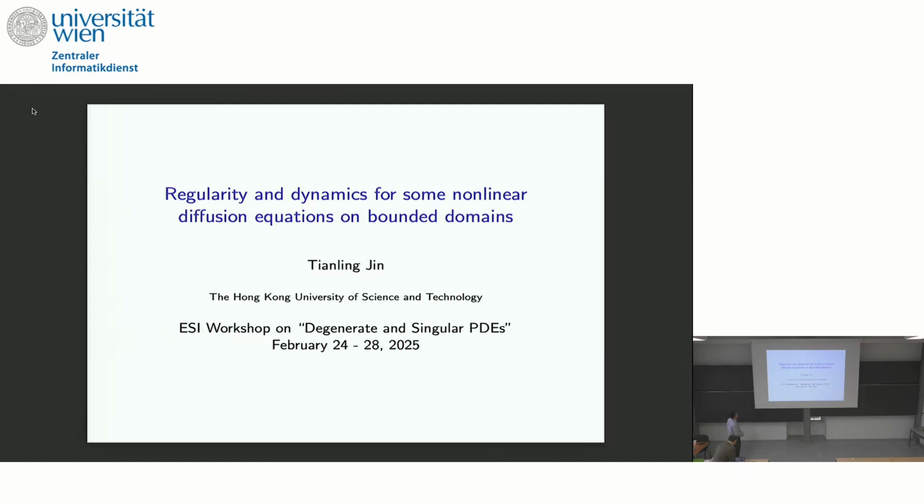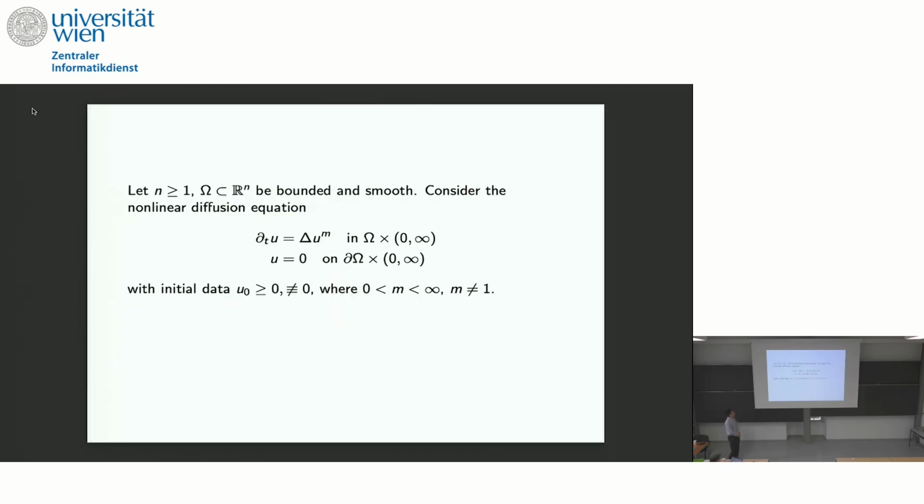Today I'm going to talk about regularity and the dynamics for some nonlinear diffusion equation on bounded domain. So this is the equation. Dimension n is bigger than or equal to 1, Omega is a smooth bounded domain, and the nonlinear diffusion is u_t equals Laplace u to the power m. And we impose zero boundary condition on the boundary. This is in general called the porous medium equation, like Ben talked about yesterday.